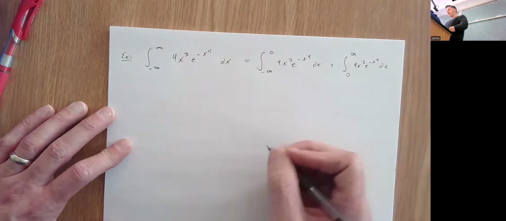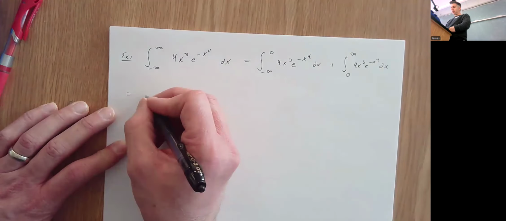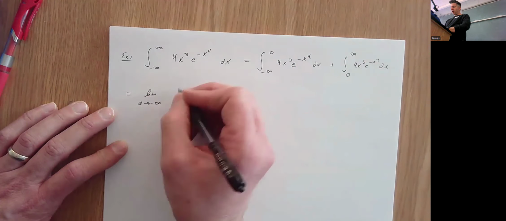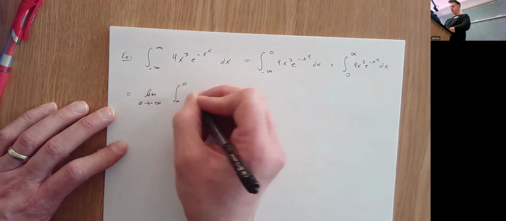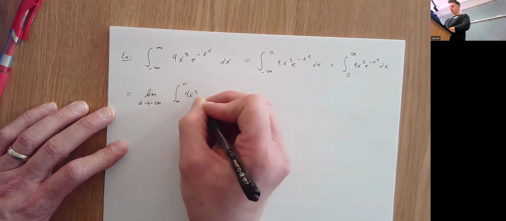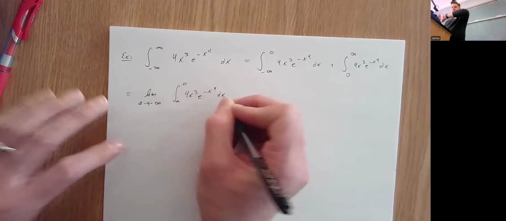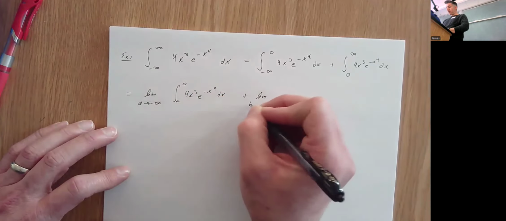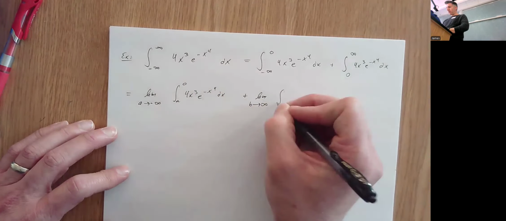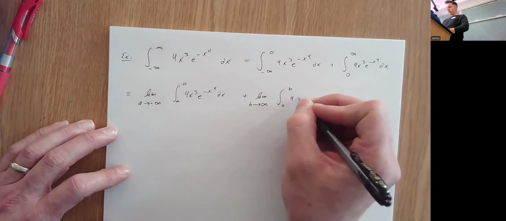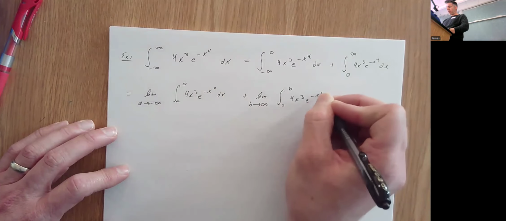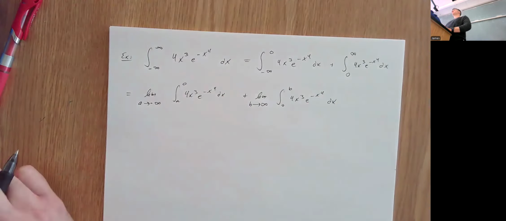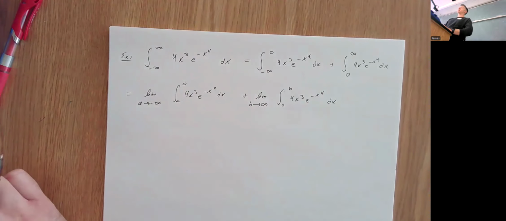And then we're going to rewrite this as the limit as a approaches negative infinity of the integral from a to 0 of 4x cubed e to the negative x to the fourth dx, plus the limit as b approaches infinity of the integral from 0 to b of 4x cubed e to the negative x to the fourth dx. And then you deal with each of them on their own, one at a time.